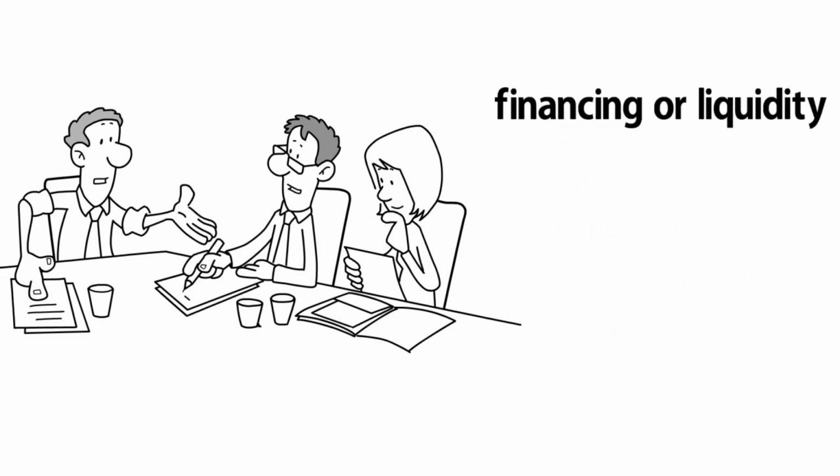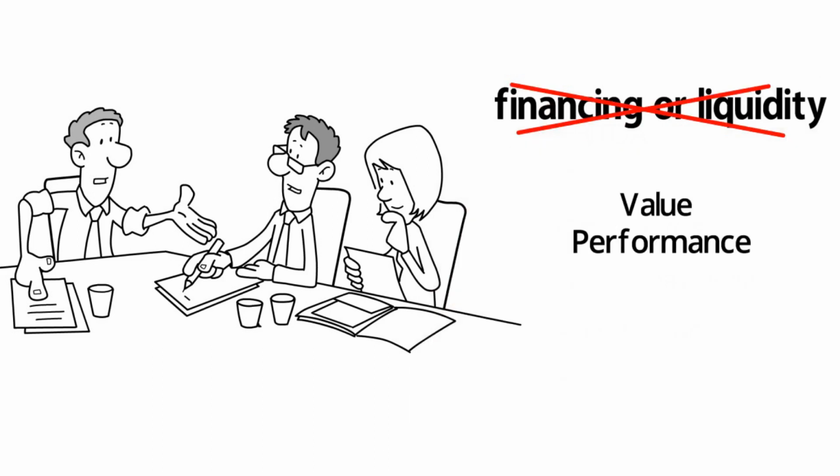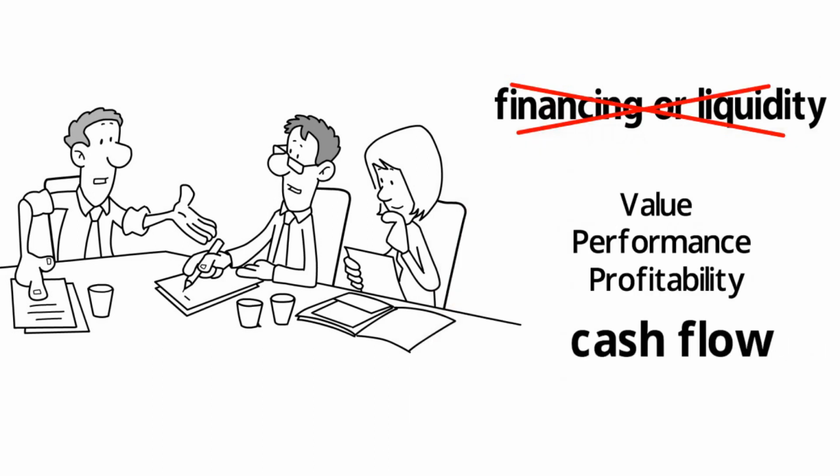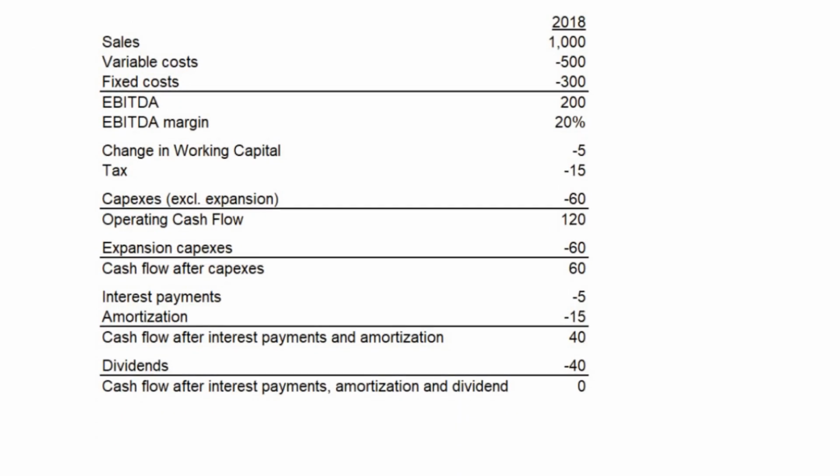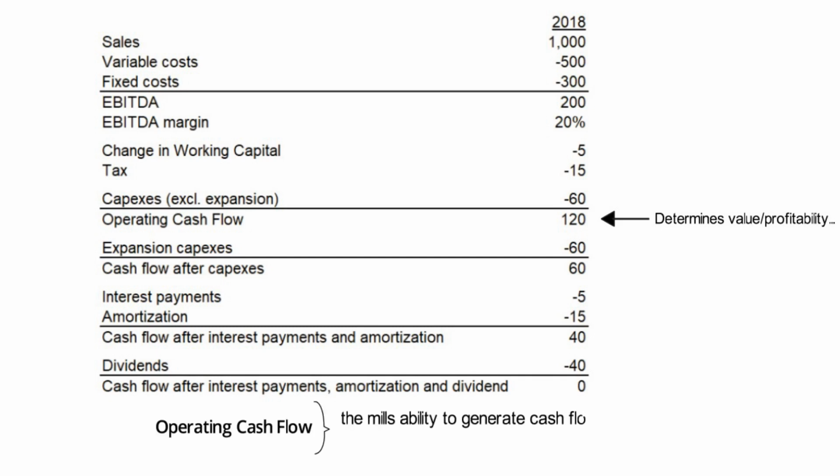We won't be talking any more about financing or liquidity. Instead, we will talk about value, performance, and profitability cash flow. With that in mind, where do you then focus in this statement? 1. Well, you need to understand everything above the line operating cash flow, because that line determines the value and profitability of a mill, a group of mills, or of a company. The line operating cash flow defines the mill's ability to generate cash flow after the capex necessary to keep the business long term. 2.